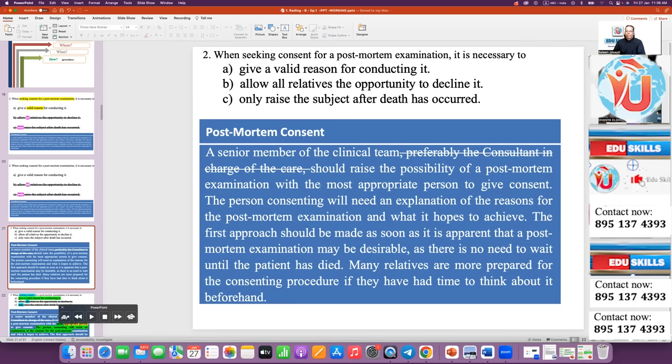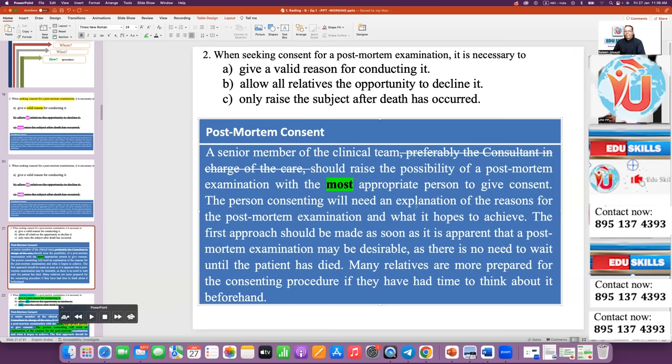Postmortem examination with the most appropriate, you see, most, what is that? Scale. Why? Because there is a clue to one of the answer options. Now it says, allow all relatives. Here it says, with the most appropriate person. So most says, this is not the correct answer. All cannot be the correct answer to give consent.